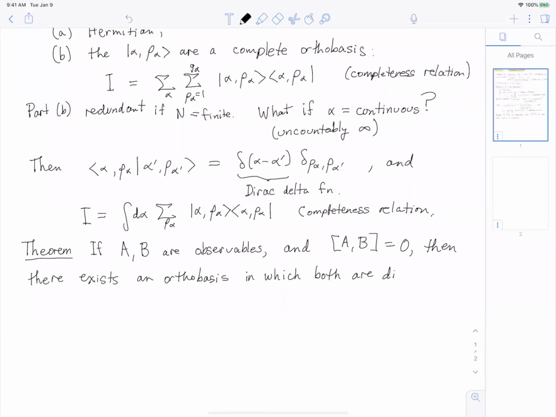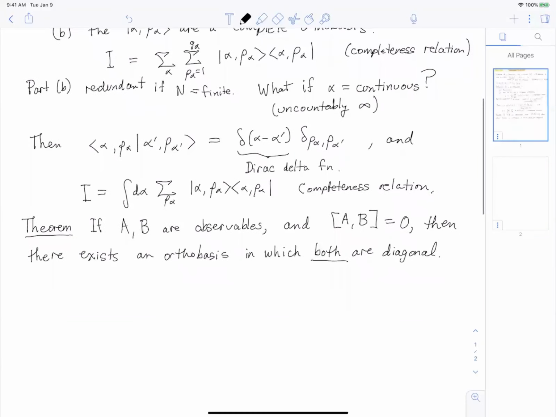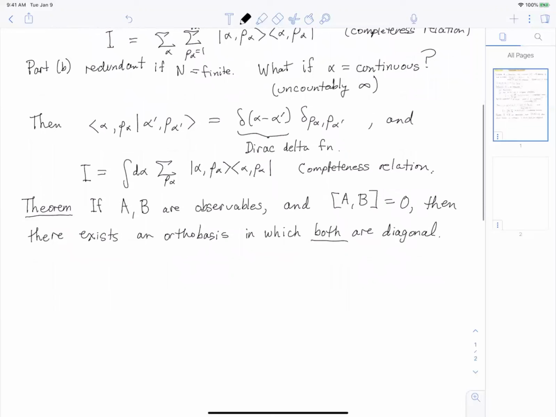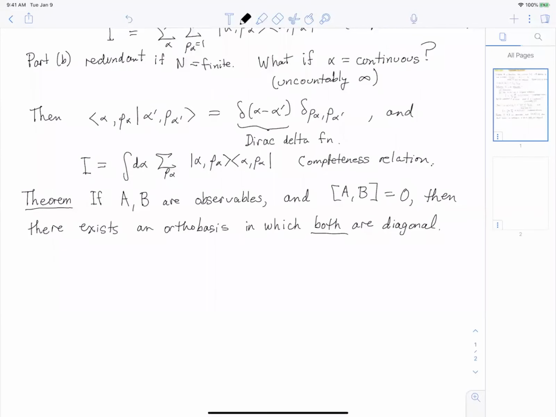So one way of thinking about what that means is if you form the matrix representation of both of these operators in that orthobasis, which is just the set of matrix elements arranged in square arrays, then they'll both be diagonal. Okay, and so here's the proof. This proof is true for any space, but here I'm taking n finite, the dimension of the Hilbert space.